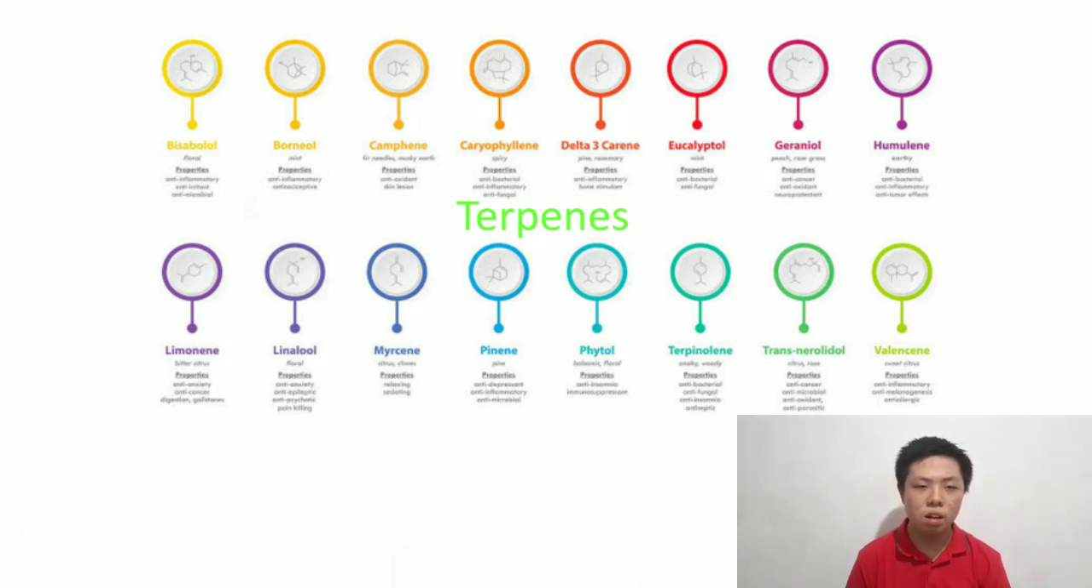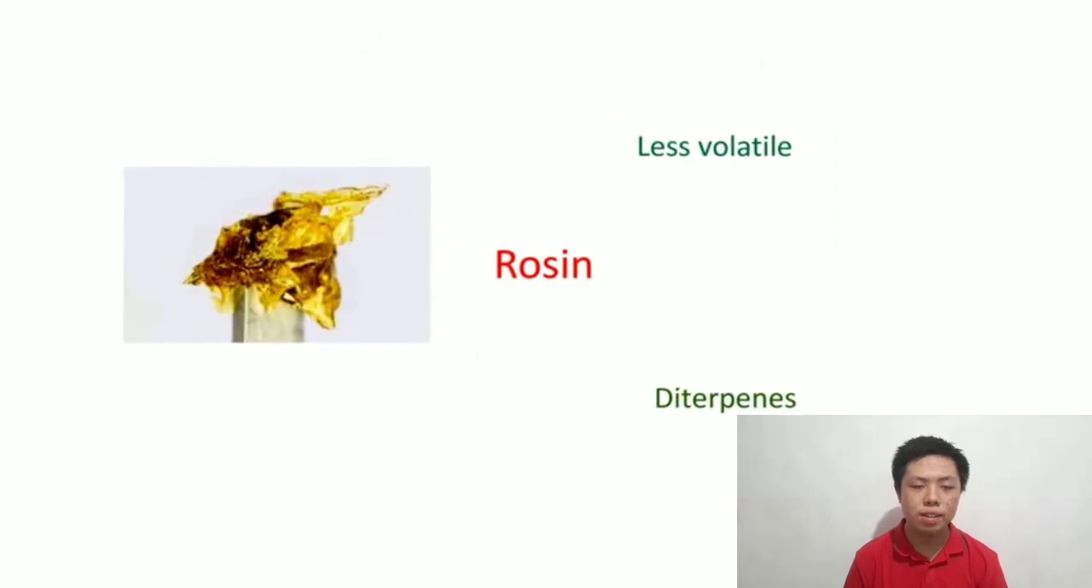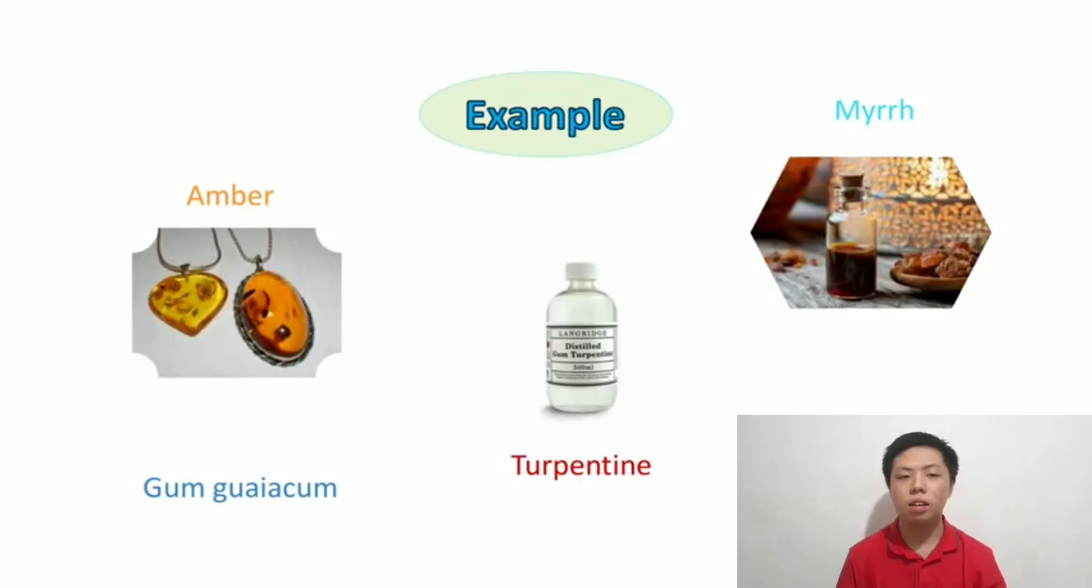Some resins also contain a high proportion of resin acid. Rosins, on the other hand, are less volatile and consist inter alia of the terpenes. Okay, examples of plant resins include amber, gum guaiacum from the lignum vitae trees of the genus Guaiacum, myrrh from shrubs of Commiphora, and turpentine, distilled from pine resin.